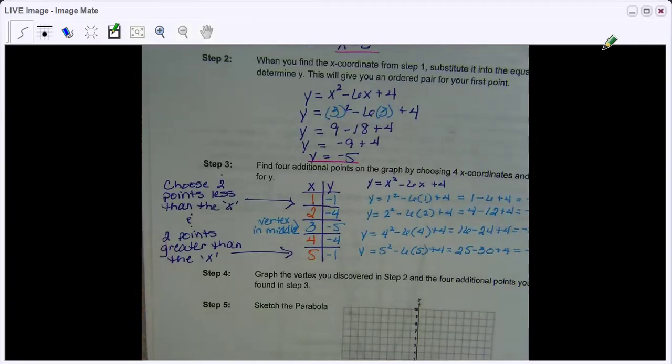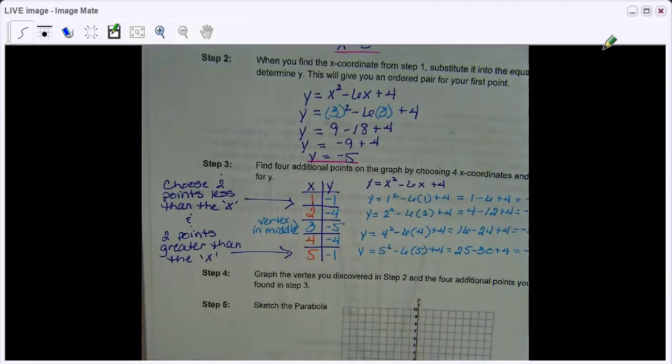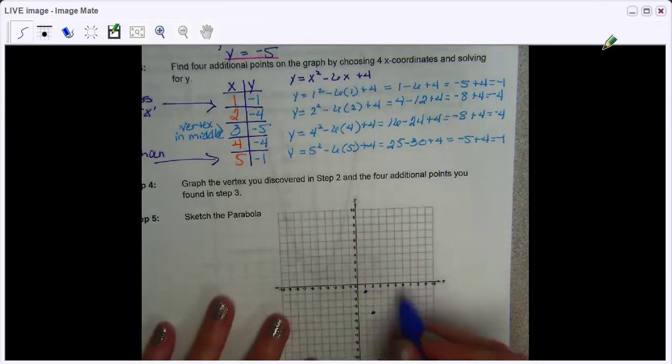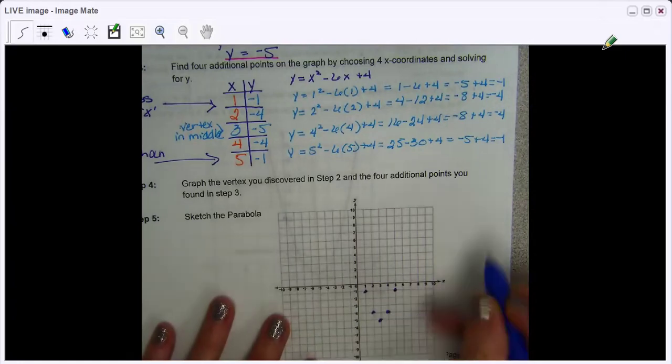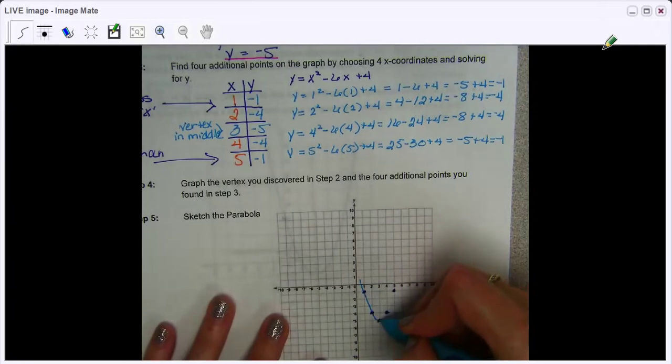Now you're going to graph the vertex in step 2 and the 4 additional points. So basically what we're doing is we're graphing these ordered pairs. So you have 1, -1, 2, -4, 3, -5, 4, -4, and 5, -1. And then you can draw your parabola. Remember, it's a U shape, not a V shape.